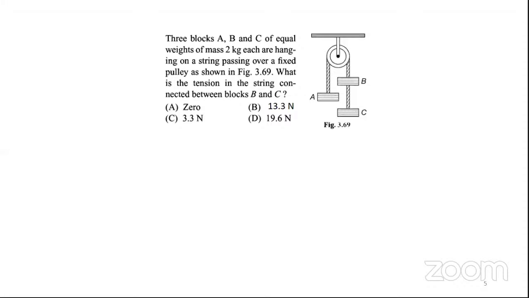Three blocks are given with the same weight and they are hanging with a structure of springs. Then what is the tension in the spring connected between blocks B and C? That means this tension. Suppose you call this T1 and suppose you call these T2. Because these are connected to different blocks, we cannot say if they are related to each other.